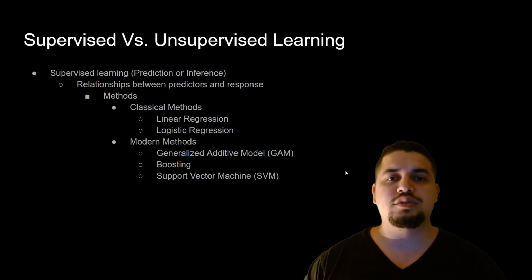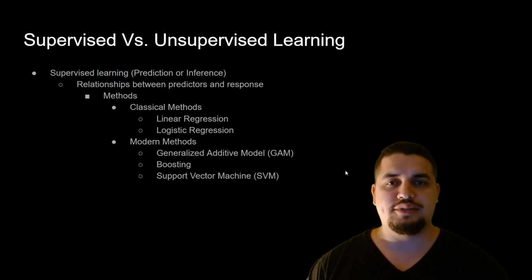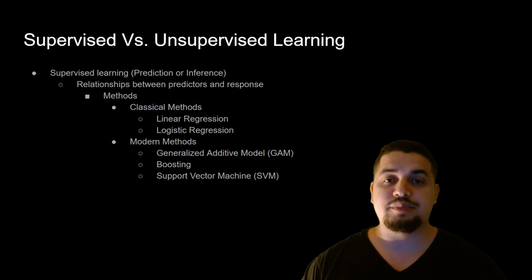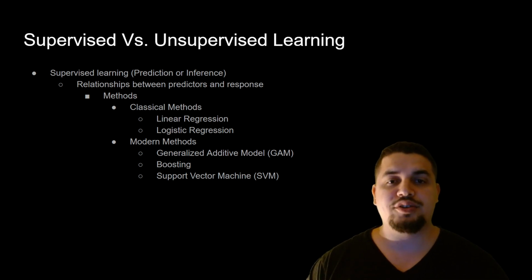Most statistical learning problems are either supervised or unsupervised. Supervised learning involves fitting a model that relates predictors to a response. It aims for accurate prediction or inference. In other words, understanding relationships between predictors and a response variable. There are classical and modern methods used in supervised learning. Linear regression and logistic regression are what are known as classical methods. More modern approaches include generalized additive models, boosting, and support vector machines.